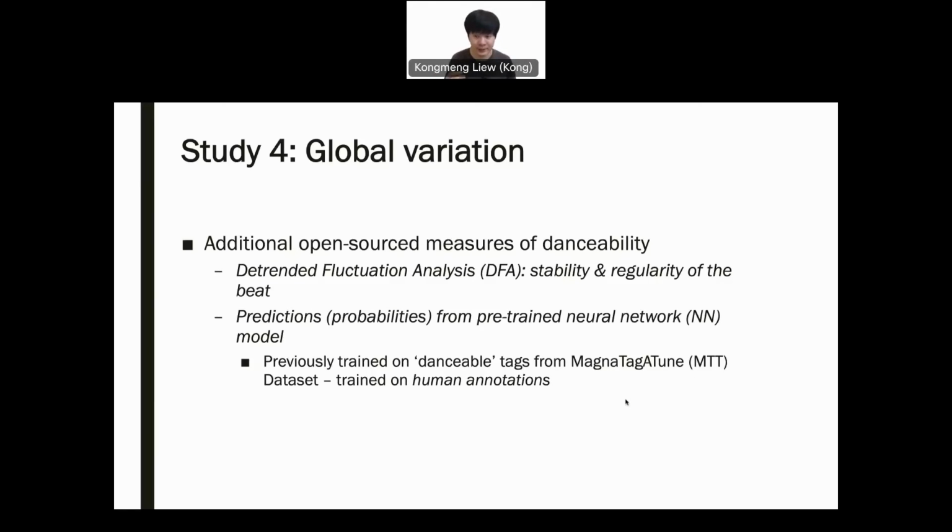We also wanted to make sure that our understanding of danceability wasn't just limited to Spotify, because Spotify isn't very clear about what they have for danceability. So we also had our own open source measures of danceability using DFA, which looks at the stability of the waveform, and model predictions from a pre-trained neural network model that was previously trained on danceable tags from this big data set of human annotations.